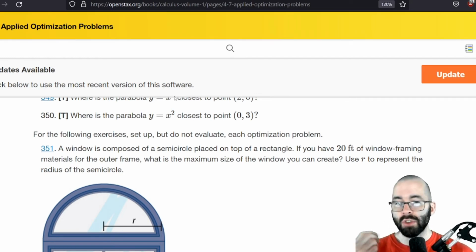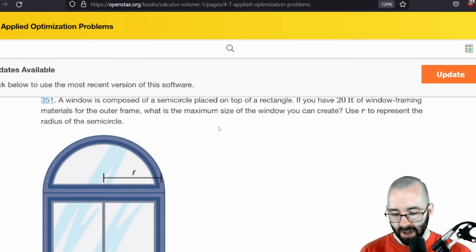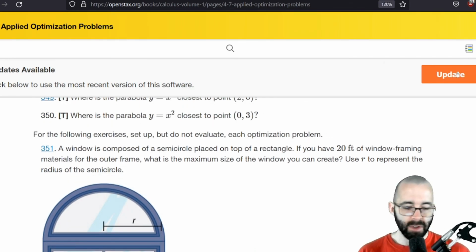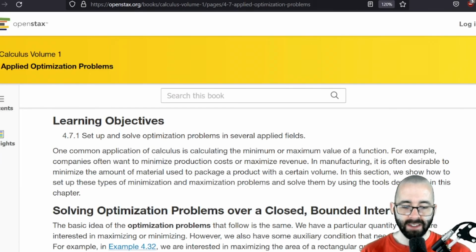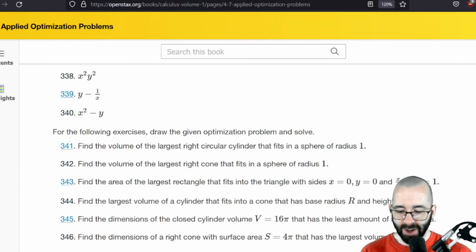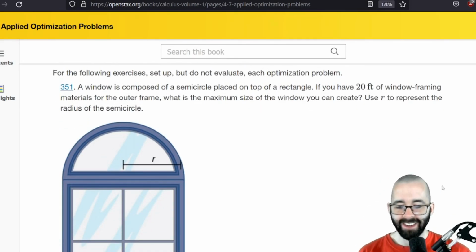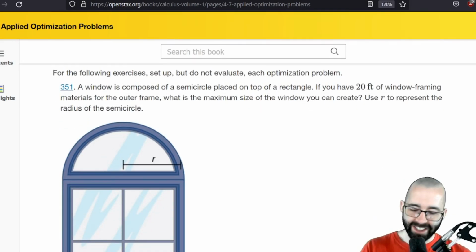Set up, but don't evaluate each optimization problem. Also, if you're wondering why I haven't gotten rid of this, it's because a lot of times when I click the update button, it doesn't go away. All right, this time it did go away, so hooray. But the other day I was clicking it like 20 times and it just wouldn't go away.